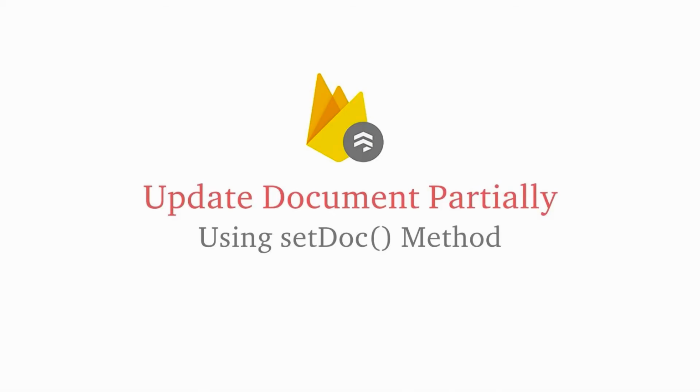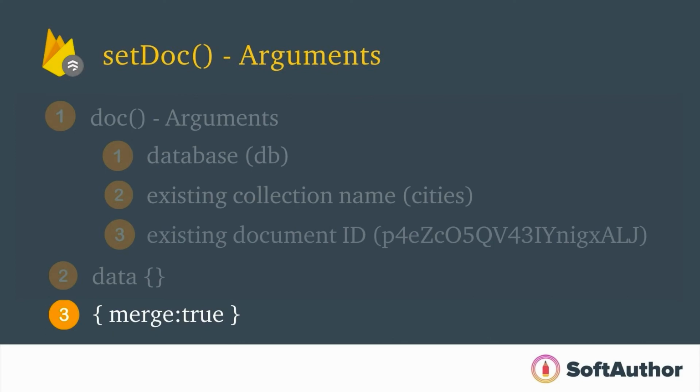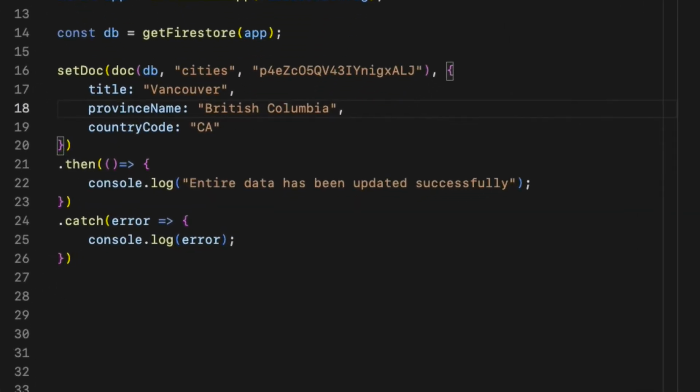Nice. Next, let's see how to update just one or more fields using the setDoc method instead of replacing the entire document. To do that, all we have to do is to add a third argument to the setDoc method with the property called merge: true. So after the second argument of the doc method, which is data, then comma, opening closing curly braces, then merge: true. So what will happen when using merge: true?